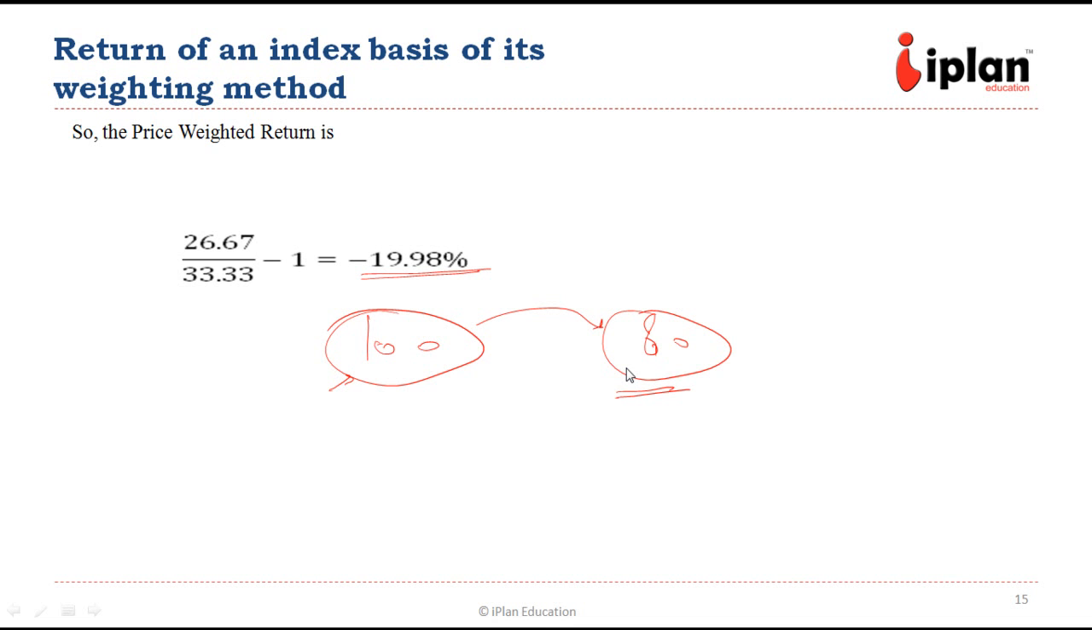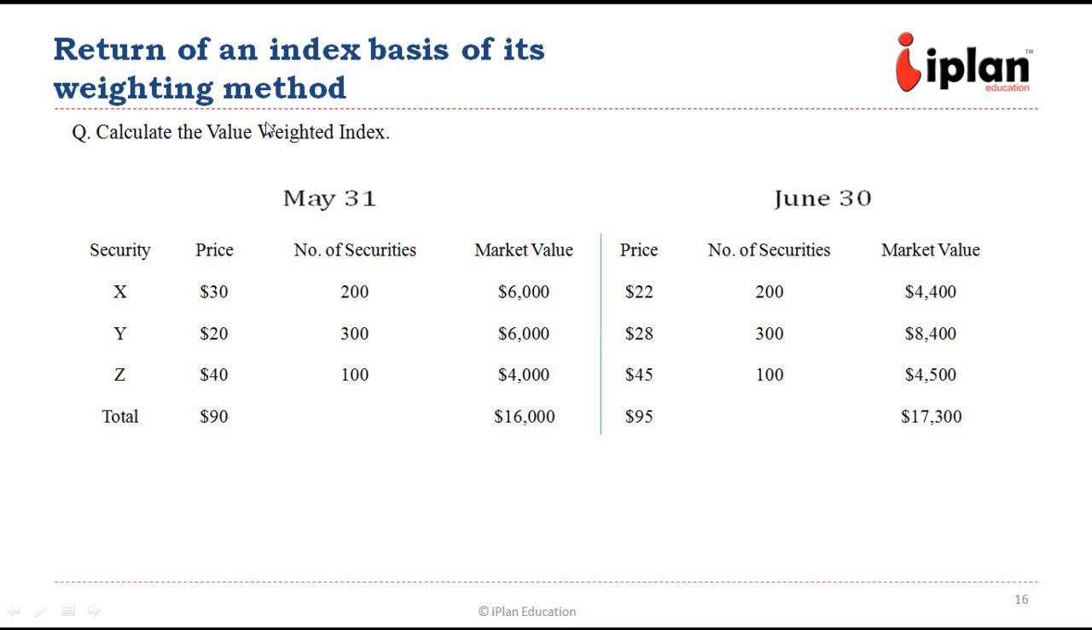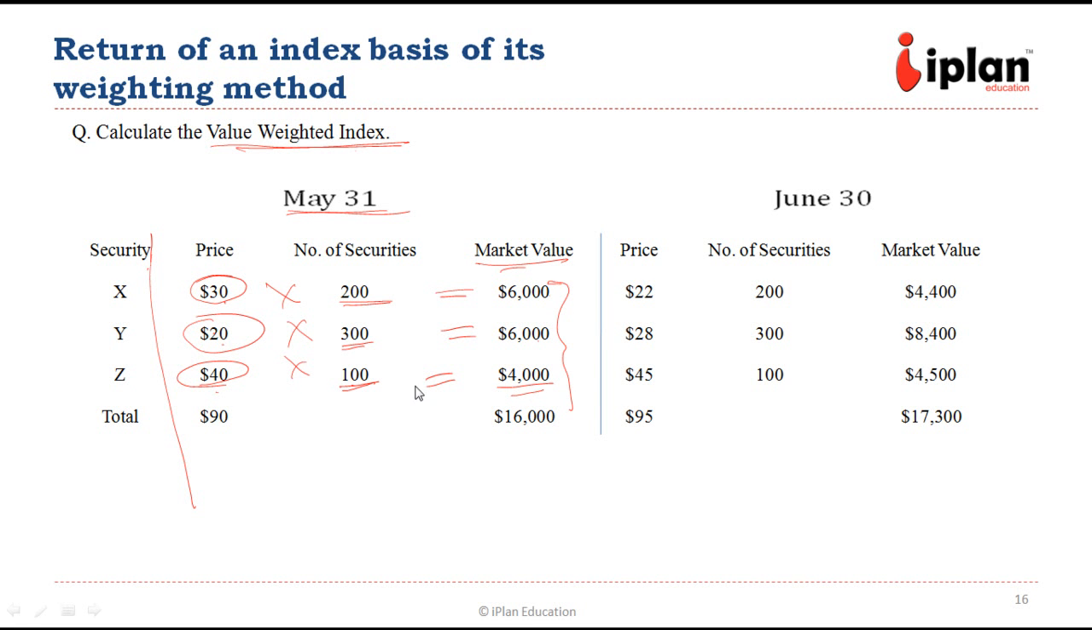Now let us take another example for a value weighted index. Suppose on May 31st, these were the prices for the securities X, Y, Z: $30 for 200 securities, $20 for 300 securities, $40 for 100 securities. We can calculate market value by just multiplying these numbers. 30 into 200 is 6,000, 20 into 300 is again 6,000, 40 into 100 is 4,000. So the total market value of all the securities under this index is going to be 6 plus 6 plus 4, 16,000. Similarly, on June 30th, we have different prices.